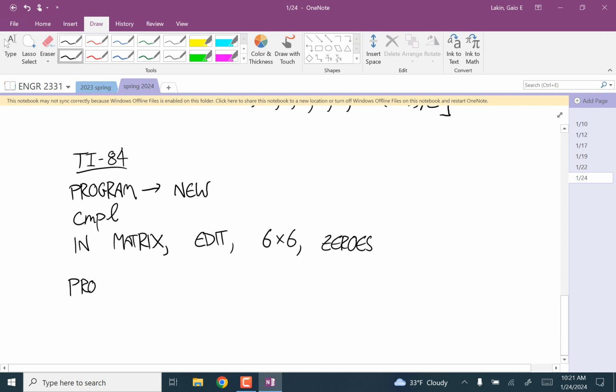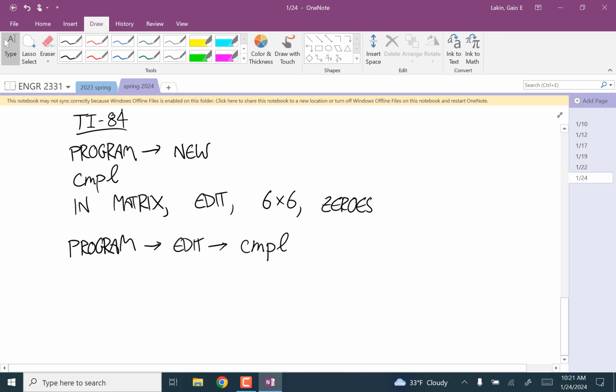Now go back into program. Really, this is what you should have done first, but okay. Go back into program, go to edit, go to CMPL. And for the first line, we are going to make one of the matrix elements. Oh, no, the first thing we want to do, now you're in the programming environment.